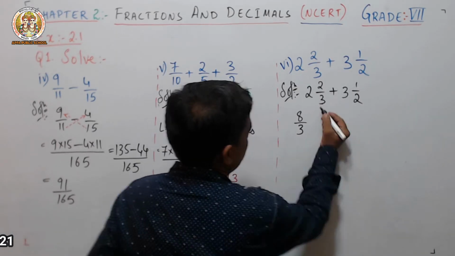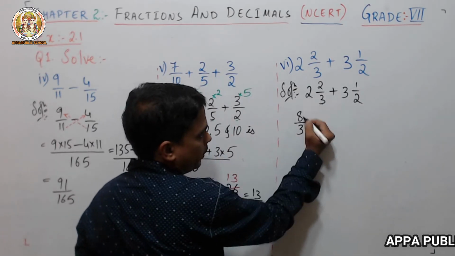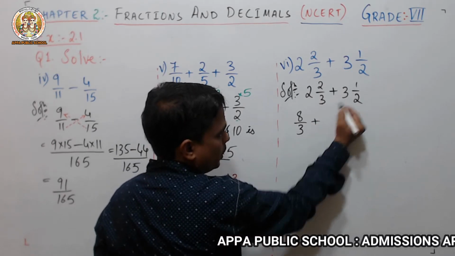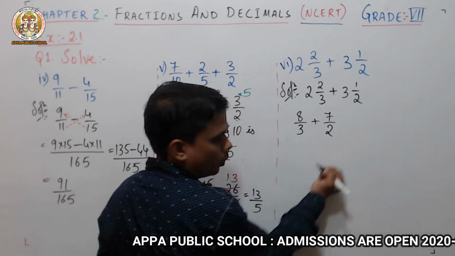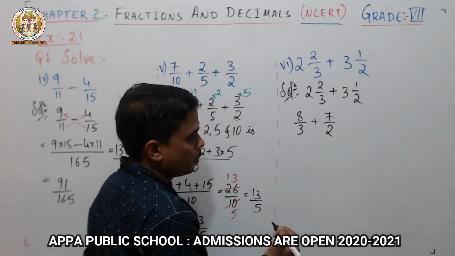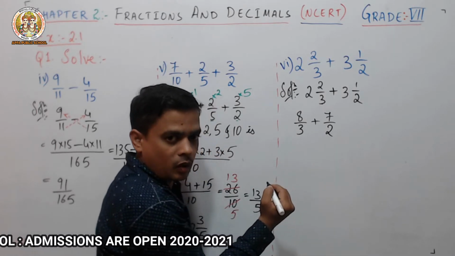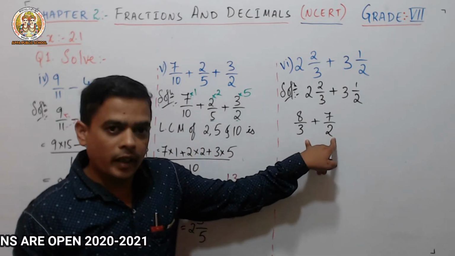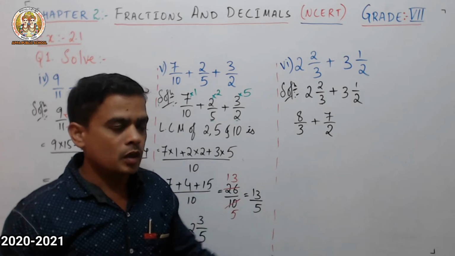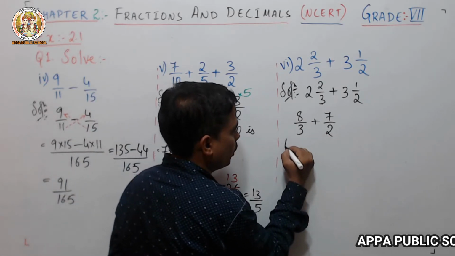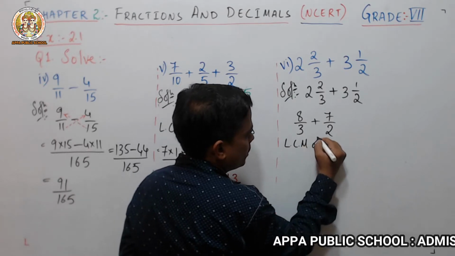Here 3 2s are 6, 6 plus 2 is 8 divided by 3 as it is, plus 2 3s are 6 plus 1, 7 divided by 2. I have converted the mixed fraction into improper fraction. Now once again see here, 3 and 2 are not the same. The bases are not the same, they are unlike terms. Convert it into like terms. How to convert to like terms? We have to make the bases the same. So once again I will go for an LCM.